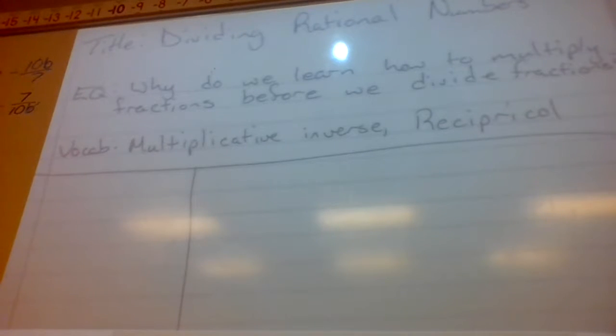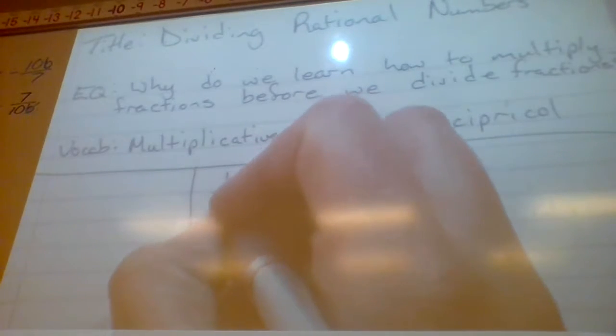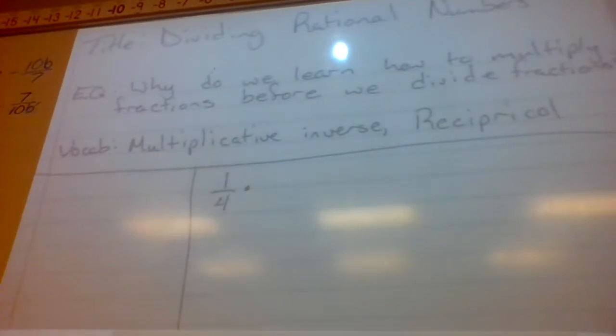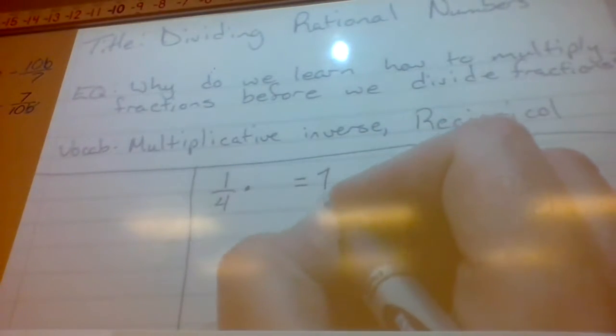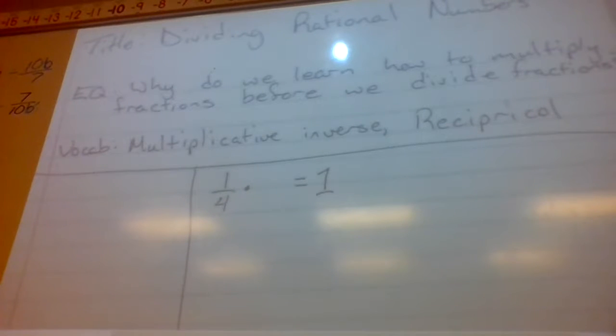So first, what I want to know is if we have the fraction 1/4, we're going to multiply it by something and get a 1. Right now, I want you guys to talk to who you're sitting with. What do we need to multiply 1/4 by in order to get 1? 4 over 1. Yeah, because there'll be 4.